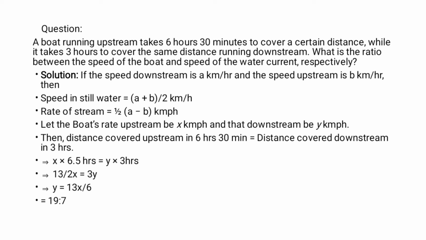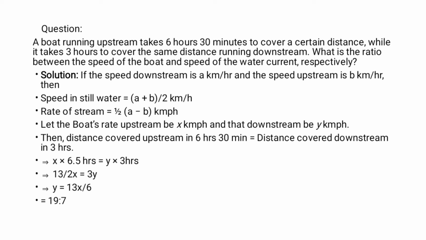So we have the solution for the given word problem. If the speed downstream is a kilometer per hour and the speed upstream is b kilometer per hour, then the speed in still water is equal to a plus b divided by 2 kilometer per hour, while the rate of the stream is equal to 1/2 multiplied by a minus b kilometer per hour.